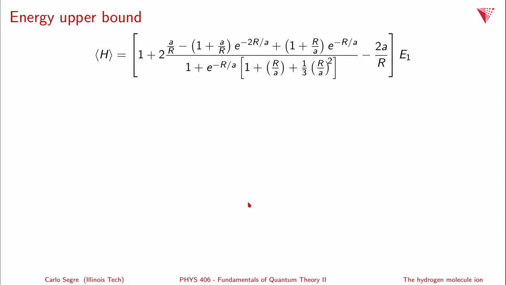So we now put it all together. It becomes something rather complicated. It becomes this whole big thing in brackets, which is 1 plus 2 times a over R minus 1 plus a over R e to the minus 2R over a, plus 1 plus R over a e to the minus 2R over a, all over 1 plus e to the minus 2R over a times the quantity 1 plus R over a plus 1/3 R over a squared. Everything minus 2a over capital R, times E1, all times E1.